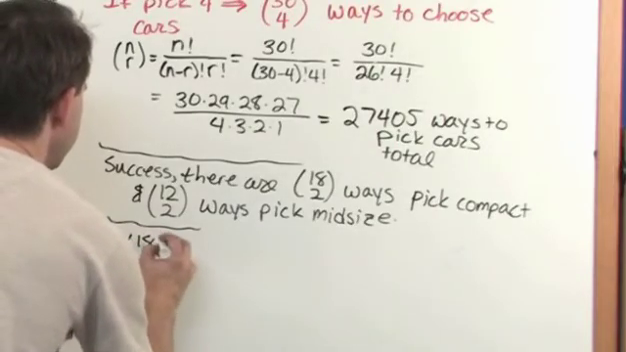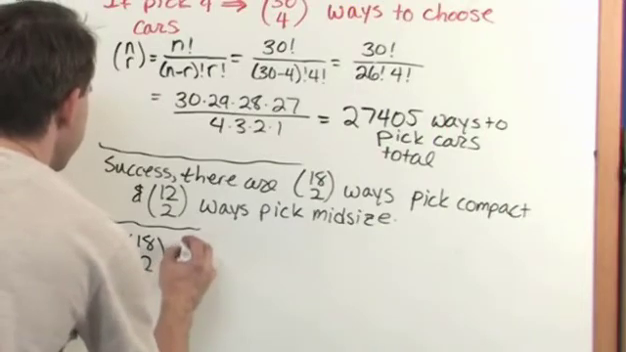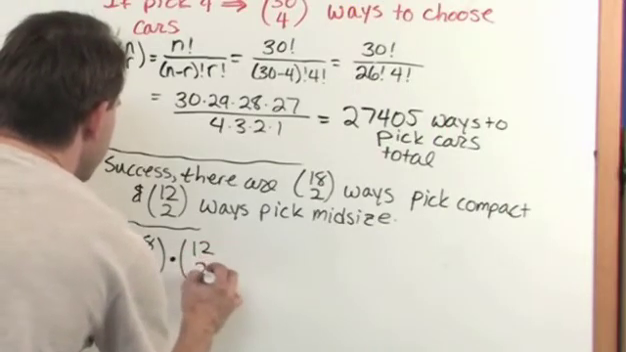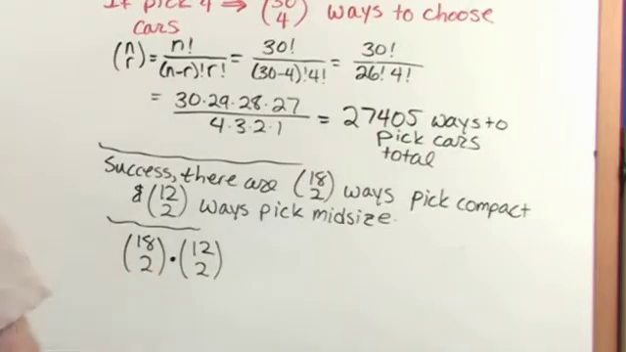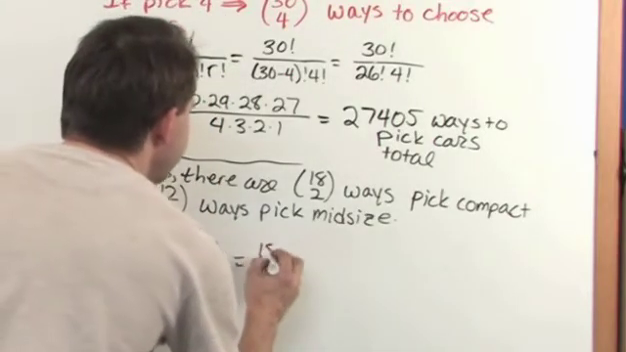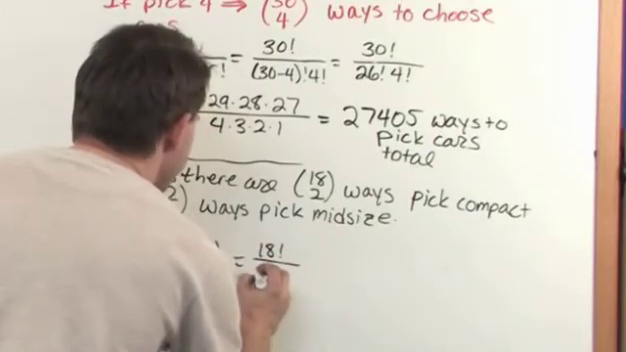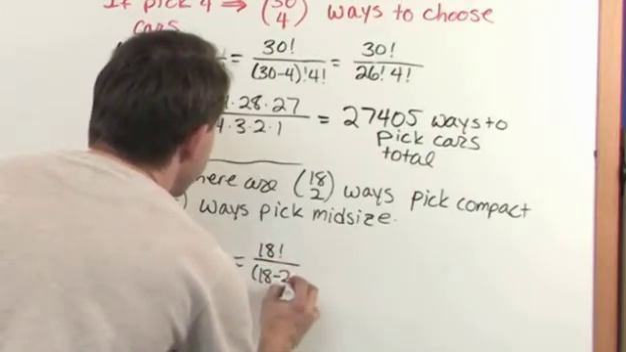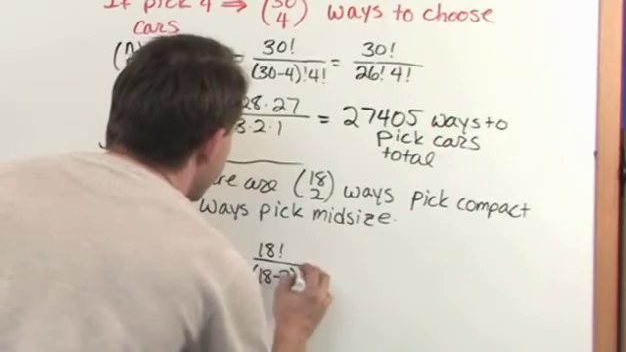18 combo with 2 times 12 combo with 2. Only the multiplication here is going to give me the total number of successes, the total number of ways that I can get 2 of each type. Okay? So when you bust this out, 18 combination with 2 is going to be 18 factorial over 18 minus 2 factorial times 2 factorial.